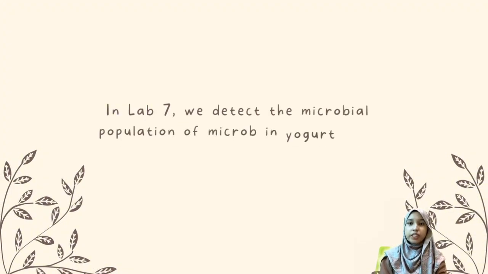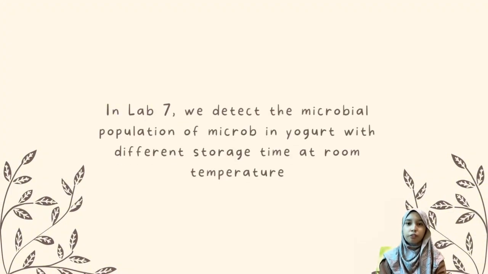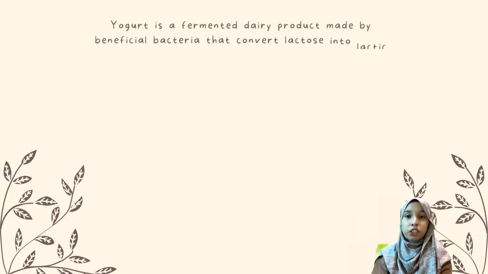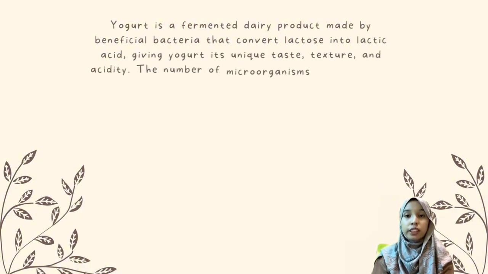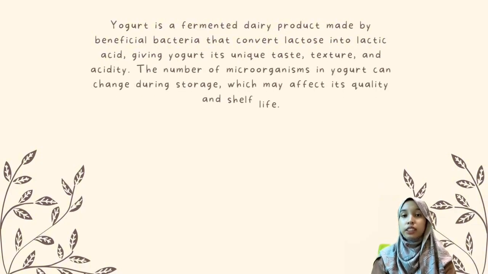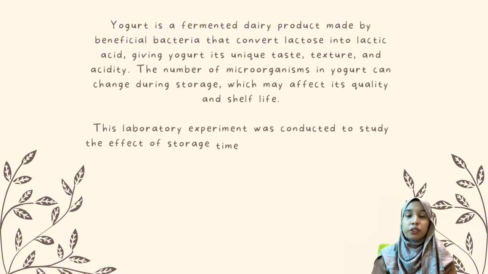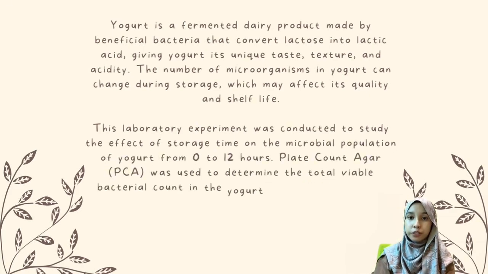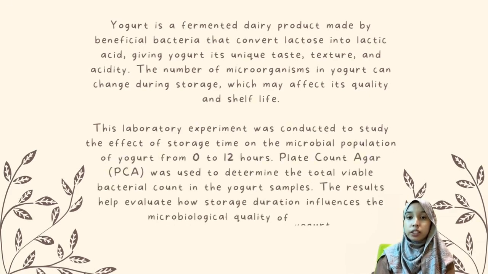Step 7. We detect the microbial population of microbes in yogurt at different storage times and room temperature. Yogurt is a fermented dairy product made by beneficial bacteria that convert lactose into lactic acid, giving yogurt its unique taste, texture, and acidity. The number of microorganisms in yogurt can change during storage, which may affect its quality and shelf life. This laboratory experiment was conducted to study the effect of storage time on the microbial population of yogurt from 0 to 12 hours.